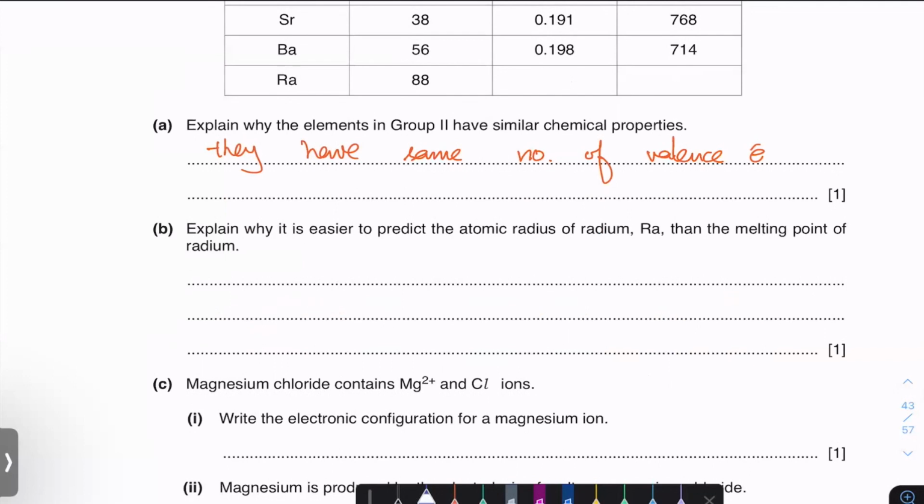So why is it easier? Because atomic radius has a trend, but melting point does not.